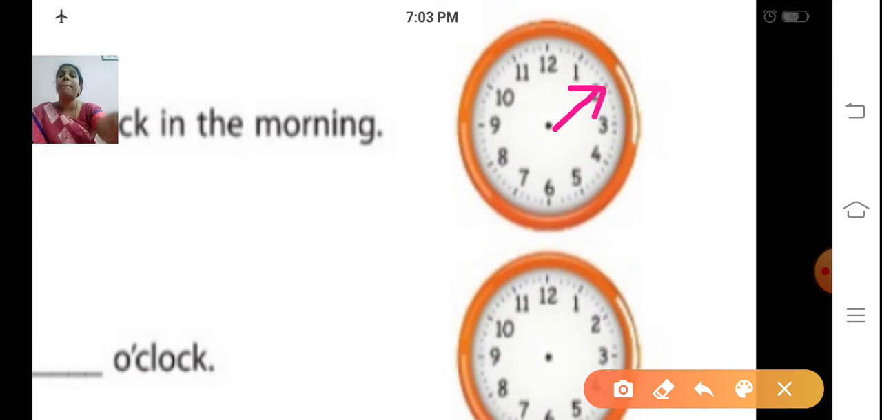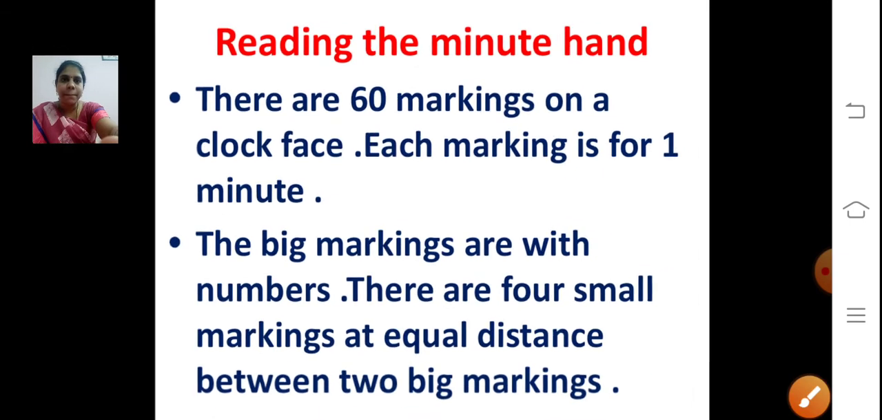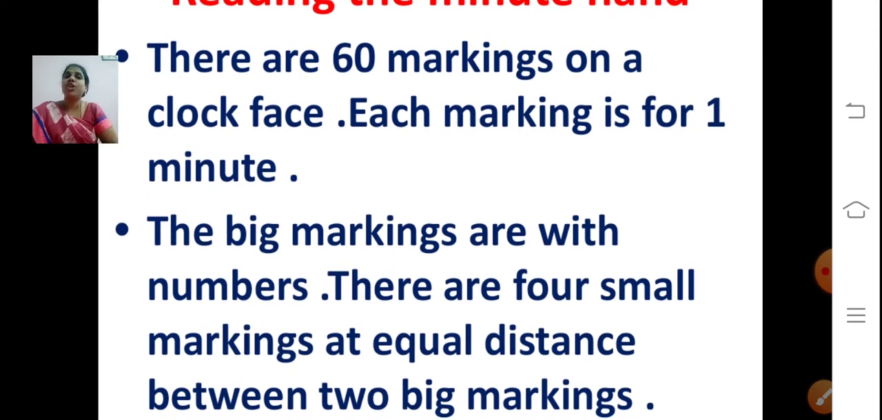If the bigger hand, the longer hand, is at 2, it means 10 minutes. In between, small markings are there, right? Each small one represents a minute. Each marking is for 1 minute. The bigger markings are with numbers, right? There are 4 small markings at equal distance between 2 big markings. In between we have 4 small markings. So how many markings are there totally? We have 60 markings, and each one represents 1 minute.